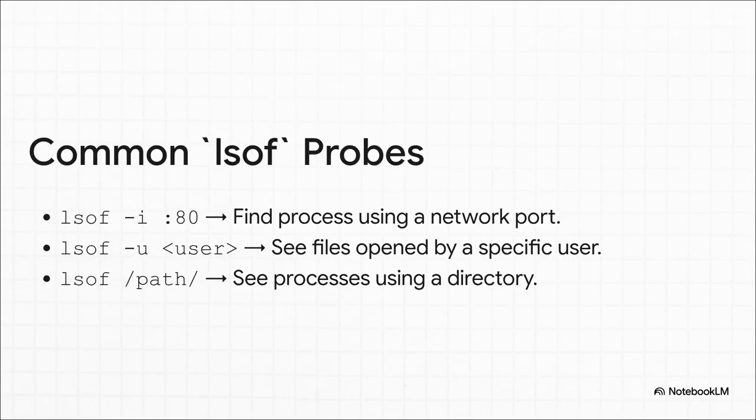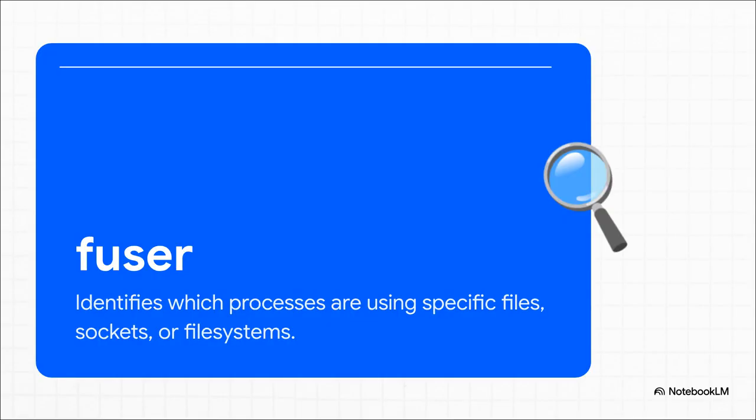And I mean, just look at how versatile this is. You can pinpoint exactly which process is listening on a network port, see every single file a specific user has open, or check which processes are active inside a certain directory. It's absolutely essential for narrowing down your suspect list. And then we have its partner in crime, fuser. Think of it this way. If lsof is what you use for a broad investigation, fuser is what you use for a direct takedown. When you already know where the problem is, a specific file or a whole file system, fuser will tell you exactly who is using it, plain and simple.